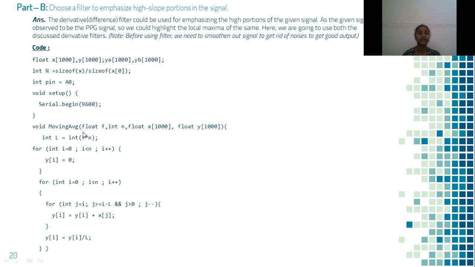And we have to first define a function, the moving average function, that is float f, which is the input, and int n. Sorry, here x is the input, y is the output, and n is the number of samples. So first, for int i equal to 0, this is initializing every element of the array to 0, and then we have to do the averaging operation that we have already seen before.